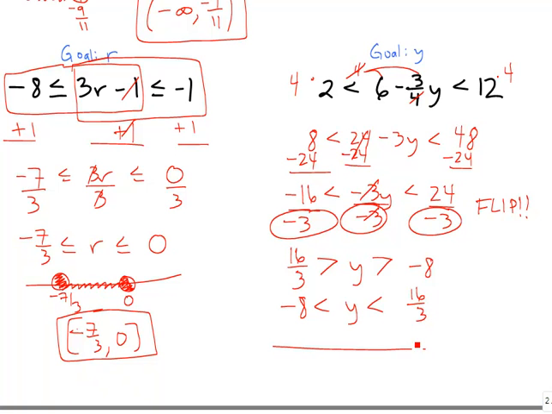Graphically, that means you want all the y's that are bigger than -8 but less than 16/3. So that's all the numbers in between these two endpoints. And these didn't have any equal bars, so both of these endpoints are open circles. As an interval, this is -8 up to 16/3 with parentheses around both.